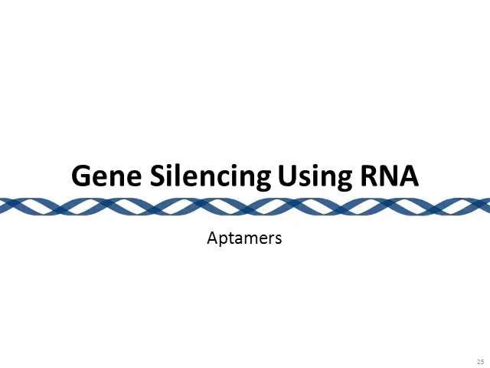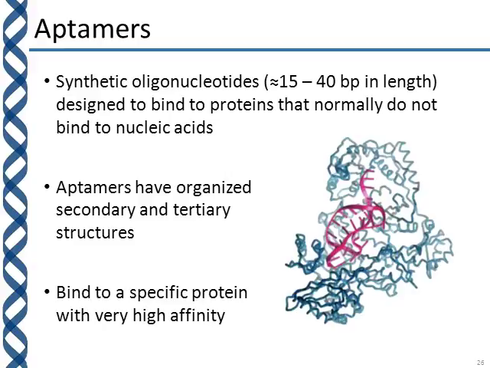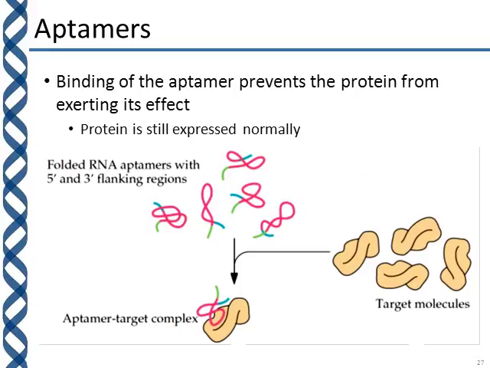So among the gene silencing RNAs, the first one we'll discuss are aptamers. Aptamers are synthetic oligonucleotides, roughly 15 to 40 base pairs in length. These are designed to bind to proteins that normally do not bind to nucleic acids. Aptamers have organized secondary and tertiary structures, and they bind to specific proteins with very high affinity.